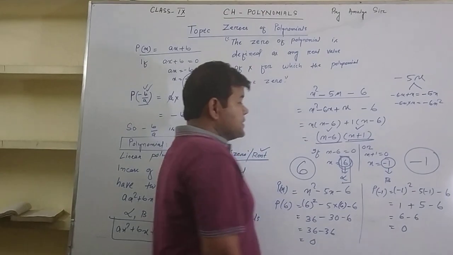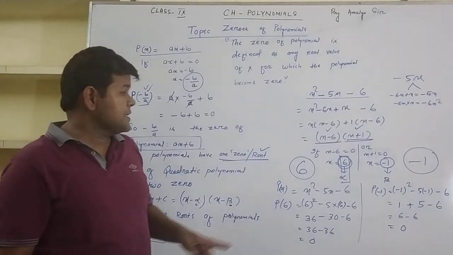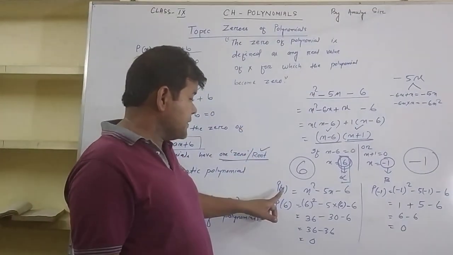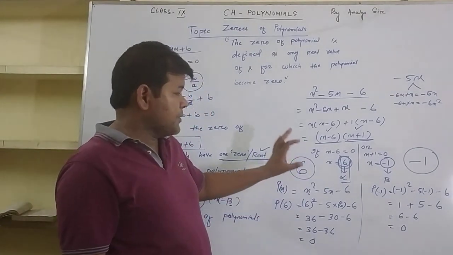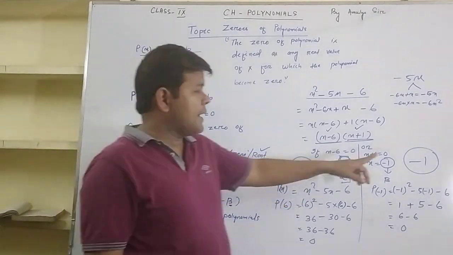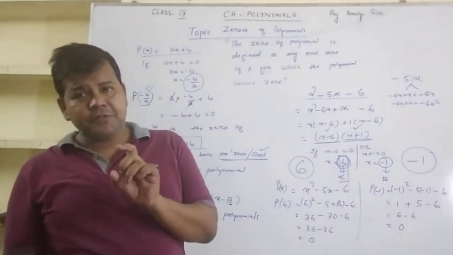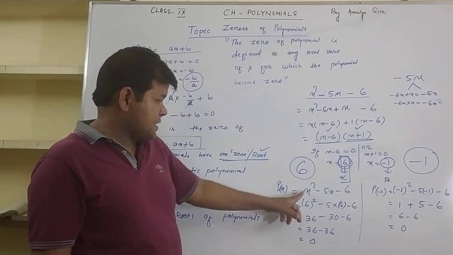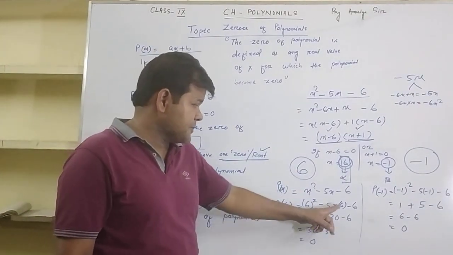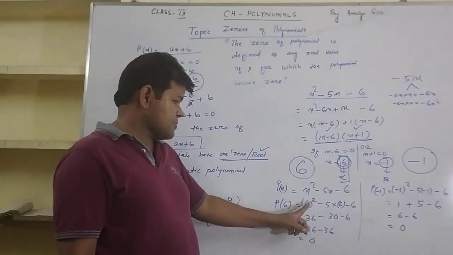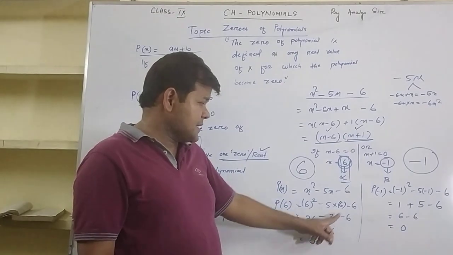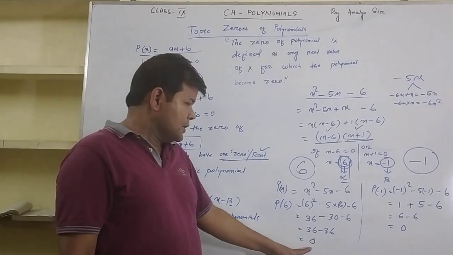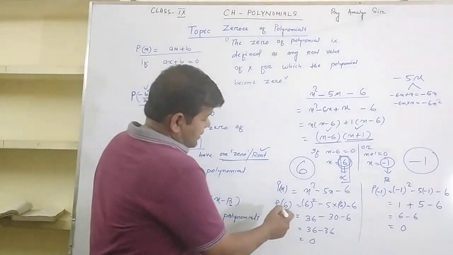If you put the value of x as 6 or minus 1 in p of x, then the polynomial becomes 0. Now put the value here, p of 6: 6 square minus 5 into 6 minus 6. So 6 square is 36, 5 into 6 is 30, minus 6. So 36 minus 36 equals 0. So this is one of the zeros of the polynomial.